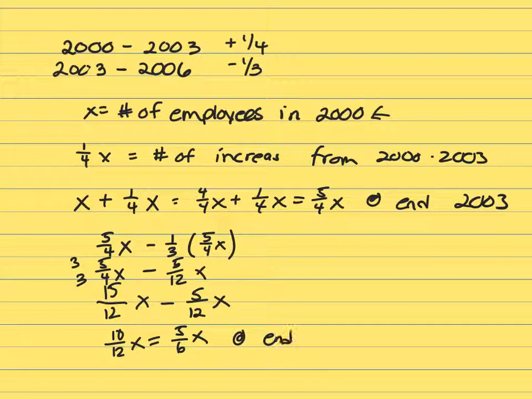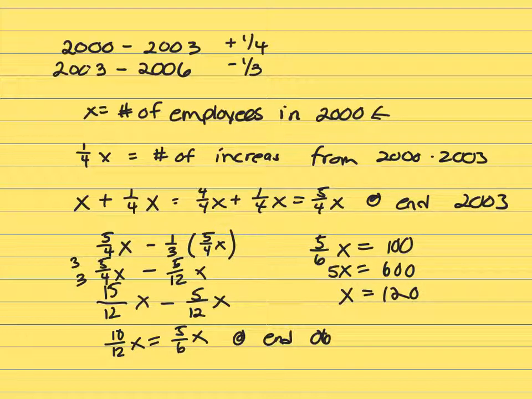Well, the problem tells me that there were 100 employees in the company in 2006. So we need to set that equal to 100. Employees equal employees. And that's 5X equals 600 because I'm clearing my fractions by multiplying both sides by 6. And that gives me X equals 120. Divide both sides by 5. And that's the number of employees in 2000.